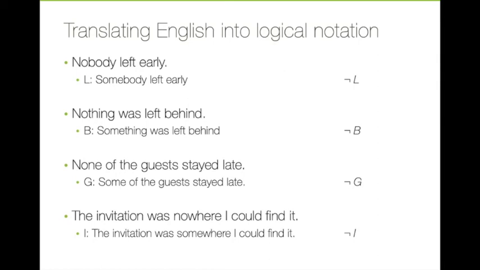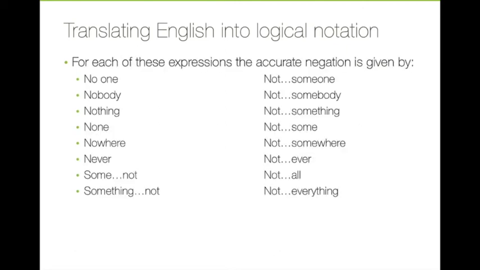So it's not the case that something was left behind. "None of the guests stayed late" is the negation of "some of the guests stayed late." And "the invitation was nowhere I could find it" is the negation of "the invitation was somewhere I could find it." For each of the negative quantifier expressions on the left, we can see on the right what we have to apply negation to get an accurate negation of an atomic statement.